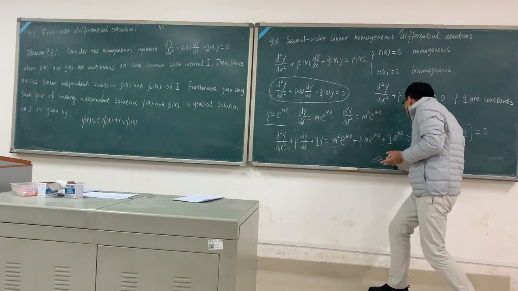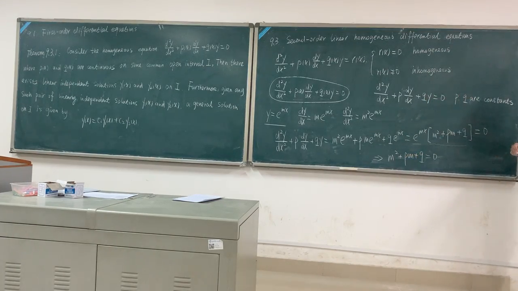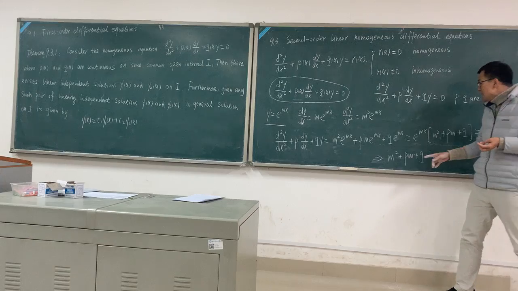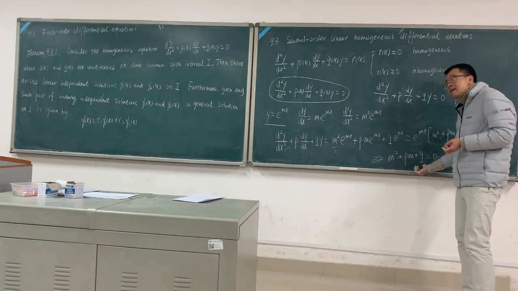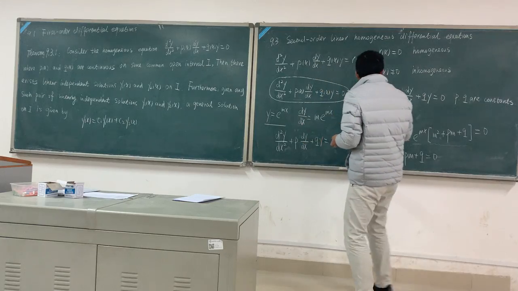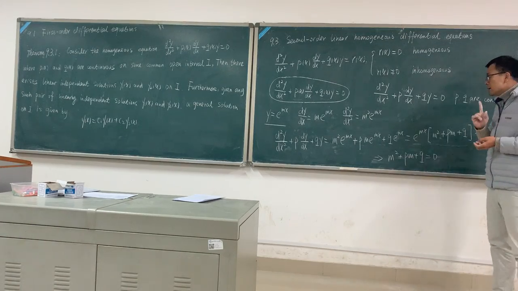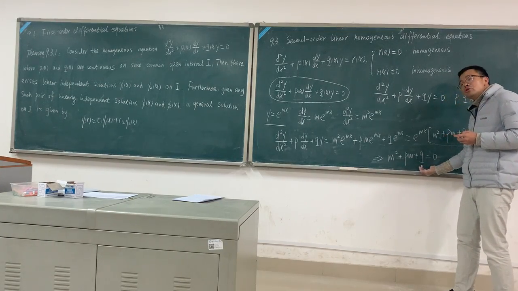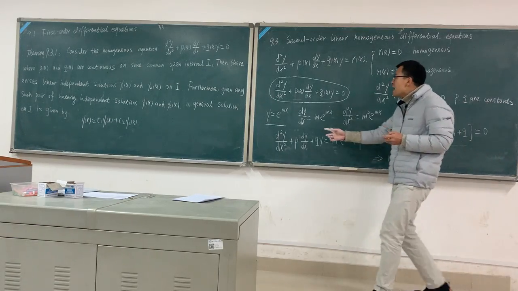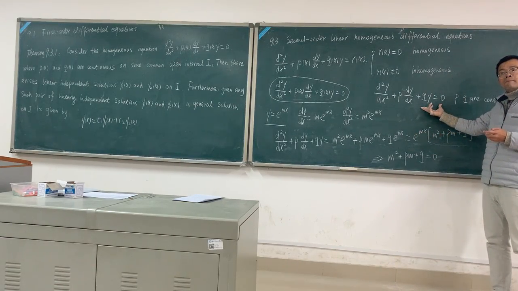So here we have m squared plus pm plus q equal to 0. This means that if m satisfies this equation, then e^(mx) is a solution of this equation. So I repeat: from here we can see that if m is a solution of this equation, then e^(mx) is a solution of this differential equation. Can you understand?